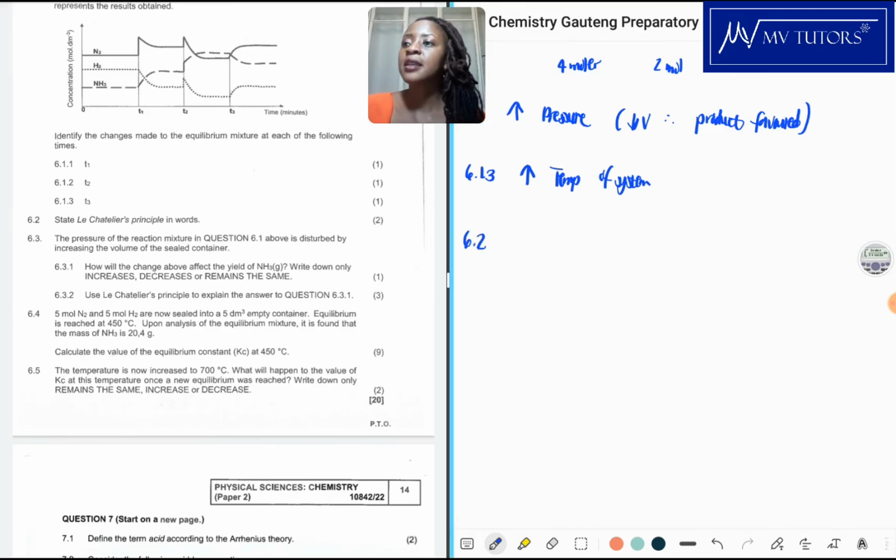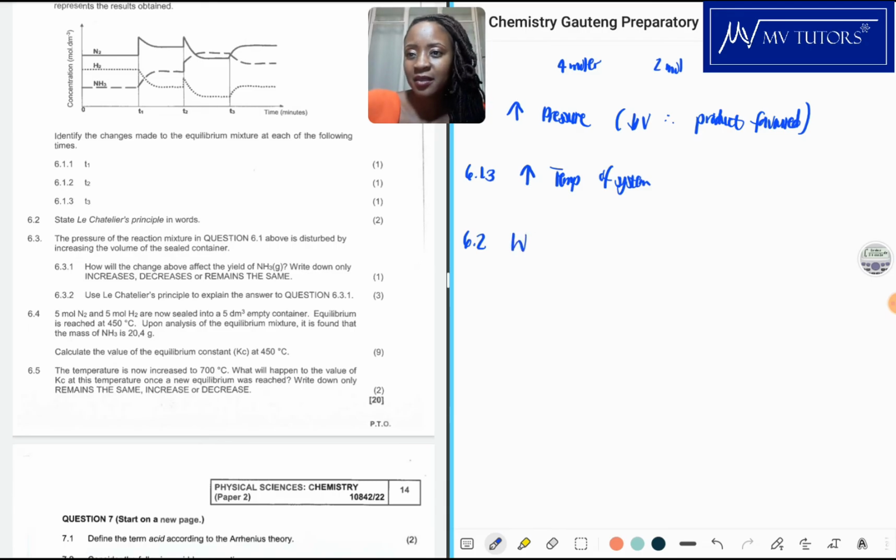It says, state Le Chatelier's principle in words. Okay, so basically, roughly spoken, it's basically to say that if there's a disturbance in your reaction, what Le Chatelier's principle says is it will try to correct itself, okay, to get back to a new state of equilibrium. That's basically the principle. But let us write it all in words and give the examiners what they want.